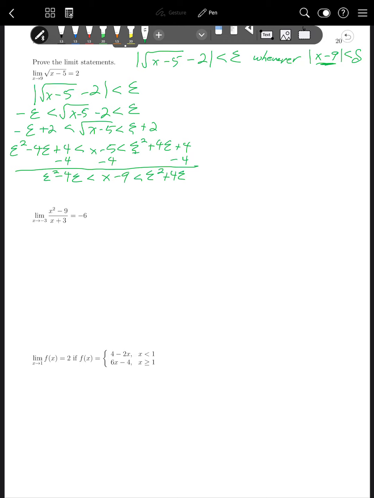And so now we end up with an interesting case. We've got our thing in the middle, and delta is going to be whichever one of these is smaller. And so that's simply what we can say. We can say delta equals the minimum value of, I need to use braces here, sorry, I used the wrong notation, epsilon squared minus 4 epsilon and epsilon squared plus 4 epsilon.